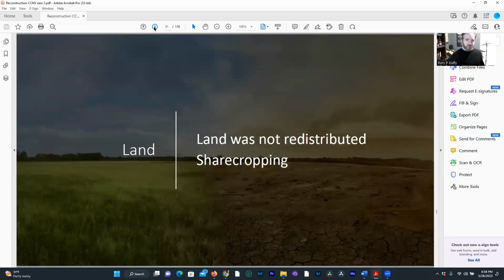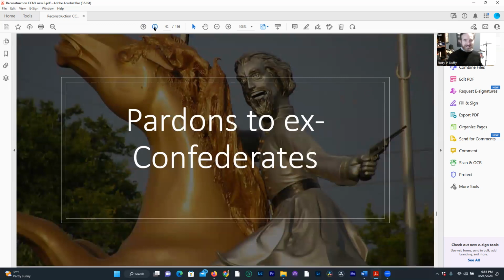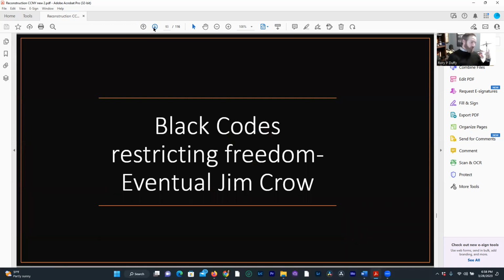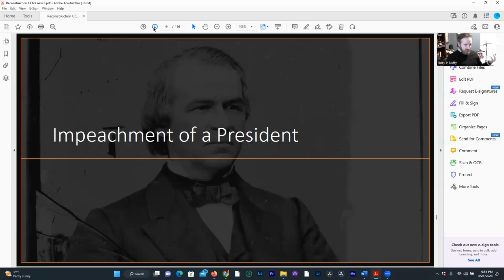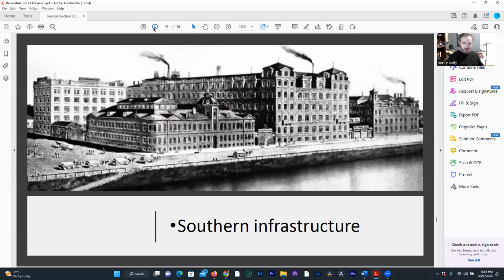Now, if we look at the failures, one, land was not redistributed, and we see sharecropping come back. We see pardons to ex-Confederates like Nathan Bedford Forrest, Robert E. Lee, and Alexander Stephens, the vice president of the Confederacy. We see the institution of black codes restricting African American freedom in labor, in courts, in contracts, which eventually leads to Jim Crow. We also see the impeachment of a president. This is a failure of Reconstruction, our first impeachment.